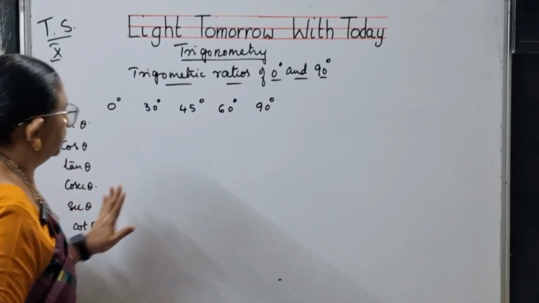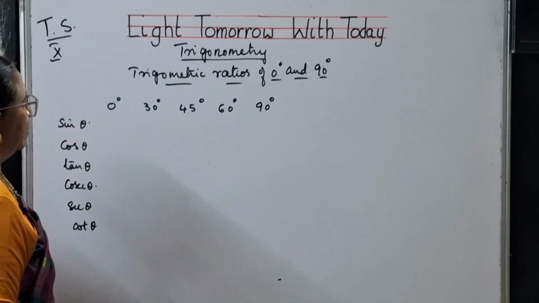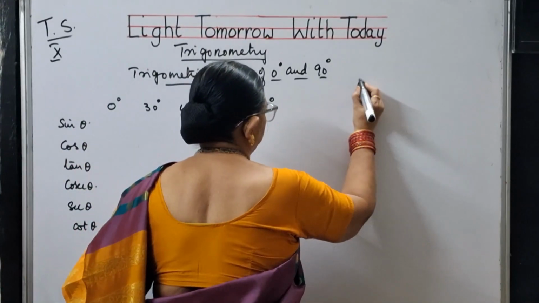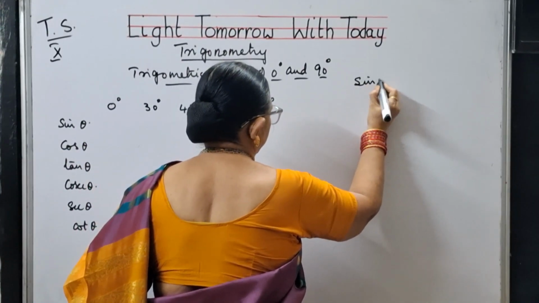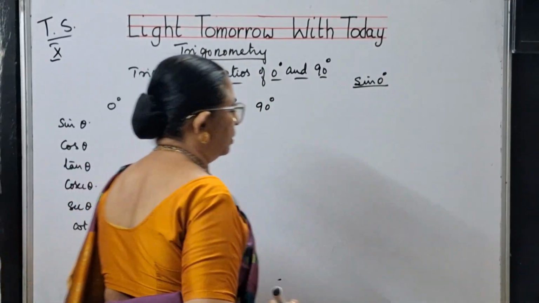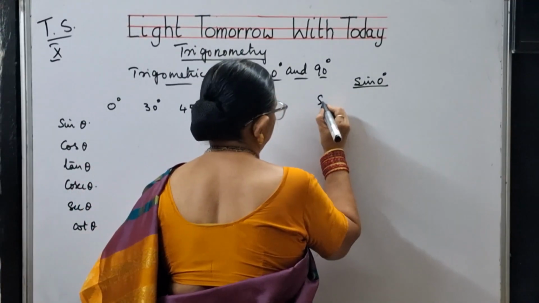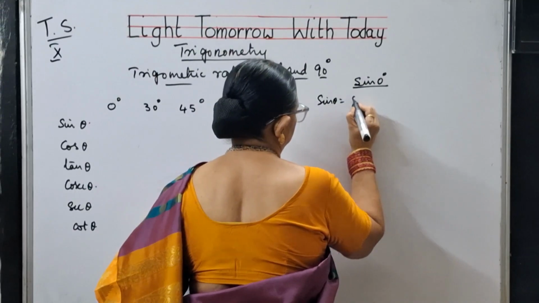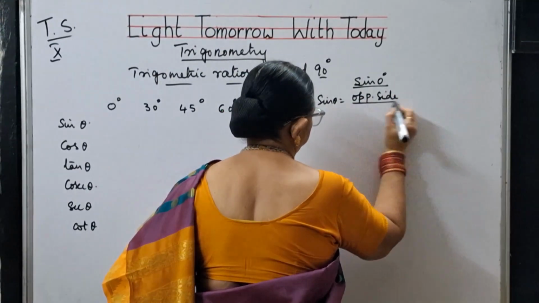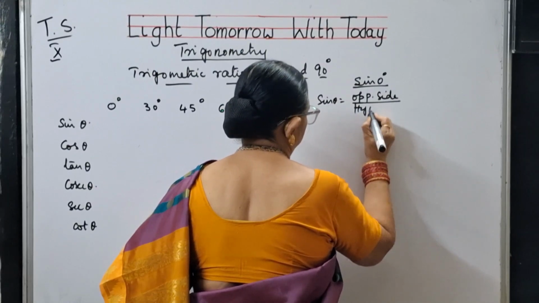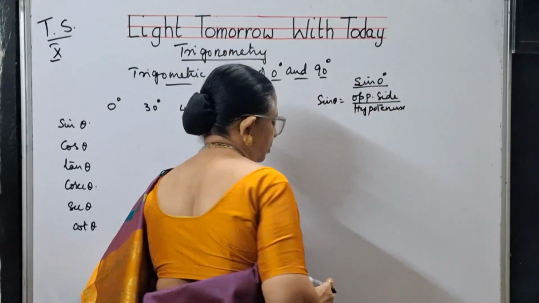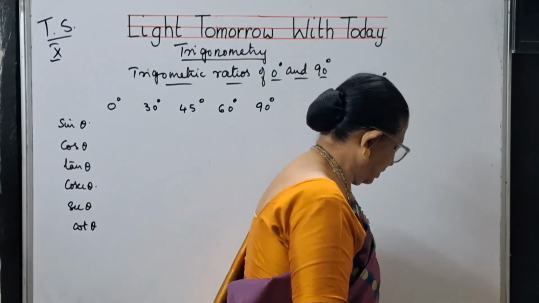Let us take first 0 degrees. What is sine? I am going to talk about sine first. Sine 0 degrees. See children, sine 0 degrees means what? What is the sine theta formula? Opposite side by hypotenuse. This is the formula for sine theta.